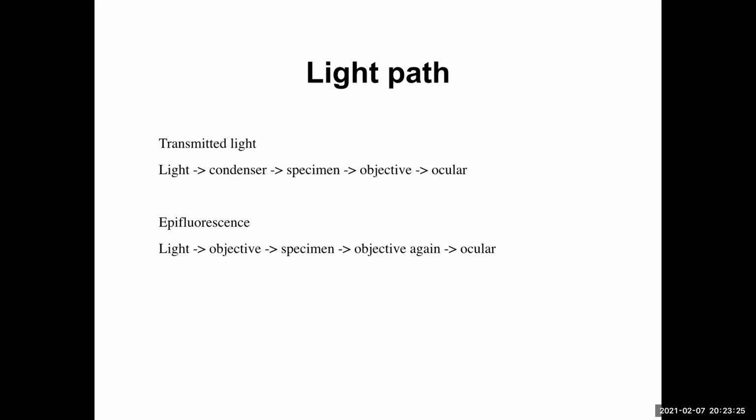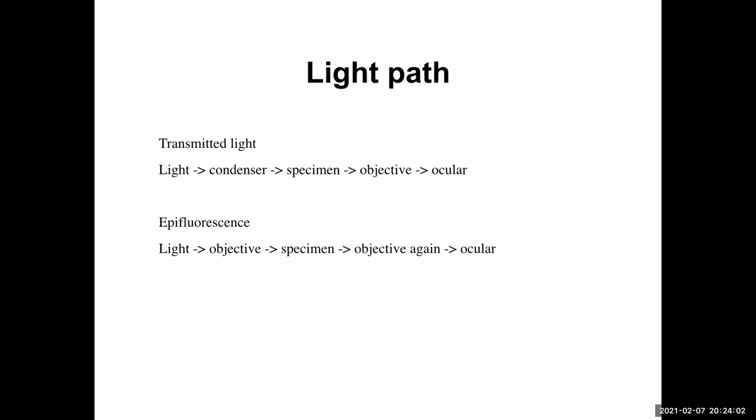Now, if we're talking about the light path of transmitted light, which is usually bright field of some sort, including phase or DIC, versus the light path of epifluorescence, also reflected light, incident light, anything like that, the light path is different. So let's look at it. Transmitted light, the light starts out at the bulb, goes through the condenser, goes through your specimen, to the objective, and then out to the ocular and our cameras.